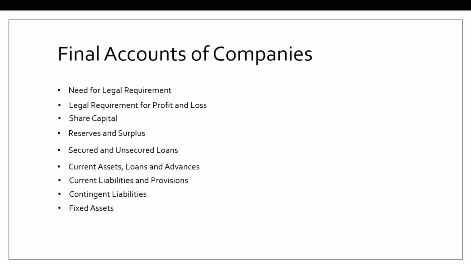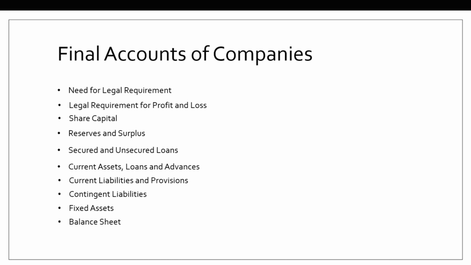Fixed assets may be rearranged in the following sequence in the balance sheet, which is 1. Goodwill, 2. Lands, 3. Buildings, 4. Leaseholds, 5. Railway sidings, 6. Plant and machinery, 7. Furniture and fixtures, 8. Development of property, 9. Patents and trademarks, 10. Livestock, 11. Vehicles, etc. And lastly, we'll come to the balance sheet as part of legal requirement while discussing final accounts of companies.